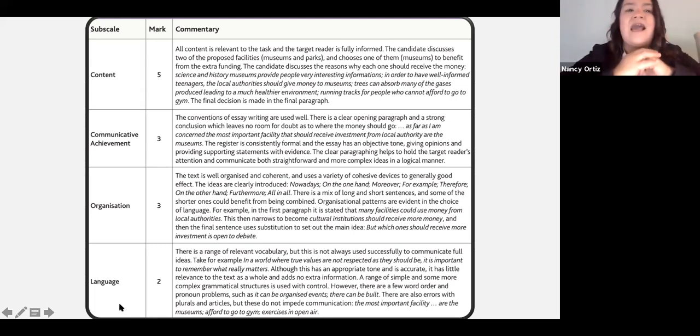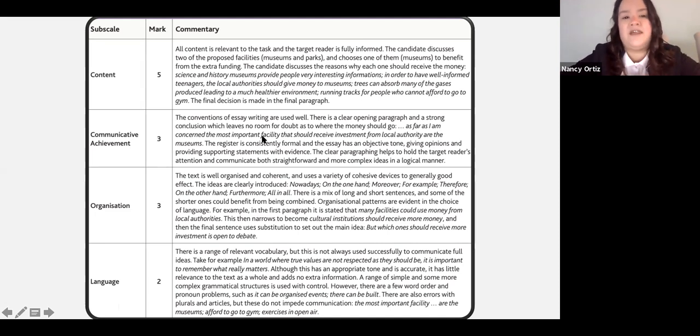Now, second subscale, communicative achievement. Well, before, what the person did well here, number 1, all the content is relevant. He didn't get distracted by any other things. All the content was relevant, okay? Also discussed the 2 proposed facilities, okay? And gave reasons, chose 1 in the final paragraph. This is why, okay?